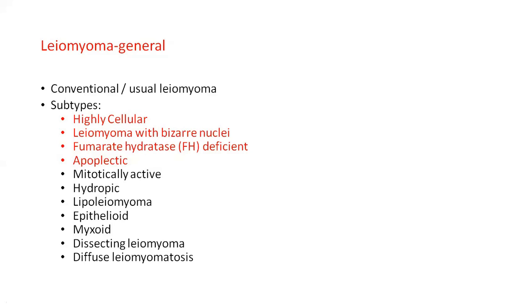There are a variety of subtypes, which include highly cellular leiomyoma, leiomyoma with bizarre nuclei, fumarate hydratase deficient leiomyoma, apoplectic leiomyoma, mitotically active, hydropic, lipoleiomyoma, epithelioid, myxoid, dissecting, and diffuse leiomyomatosis. Out of those subtypes, we will only go over the first four, because these carry a different prognosis and have a different percentage of incidence or risk of recurrence.